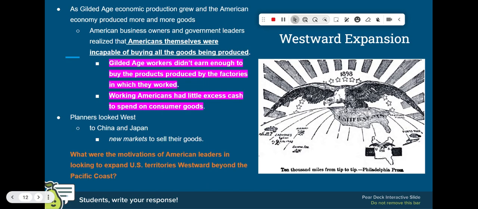So they weren't able to buy all of these new goods and services that were being manufactured. So rather than slow down production and slow down economic growth, economic planners looked westward. We looked to China. We looked to Japan. We looked for new markets to sell our goods. We looked for other countries who were looking to industrialize and needed access to raw materials in order to do that. They needed access to steel. They needed access to iron. They needed access to trains and railroads. So we looked to these Asian markets, these countries that were trying to develop, and we said, there's our customer base.